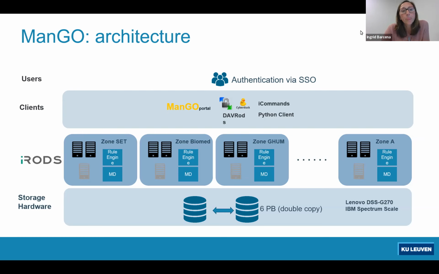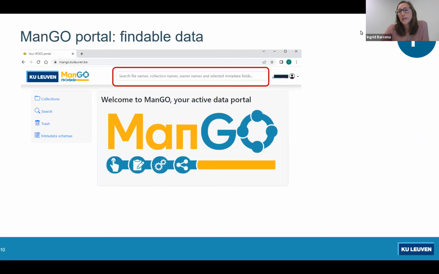First, Findable. What the portal and the platform Mango provide is a tool to search data easily. We have a global search, a more Google-like search based on OpenSearch. We pre-index the objects and collections, and you can search at the moment by file name, collection name, owner, but also a number of metadata fields, like title, and we know that we are going to be increasing these indexed sets.